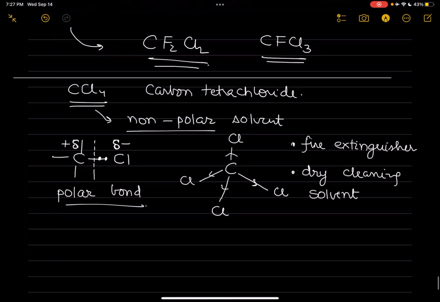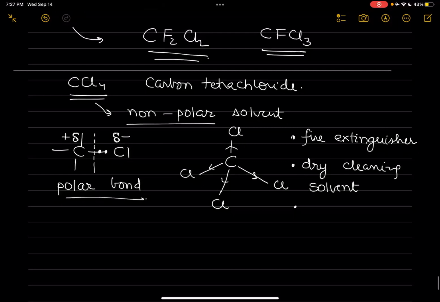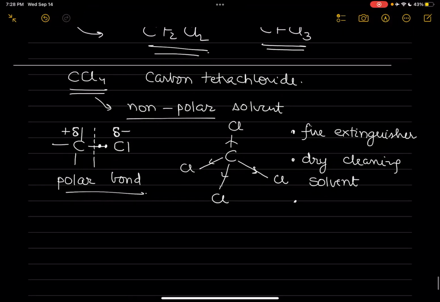So it is used as a dry cleaning solvent, an industrial solvent, where a lot of reactions need to be done. But these compounds are all very harmful for our skin, and we have to be very careful while we are using them. Okay. So it is a famous dry cleaning solvent.